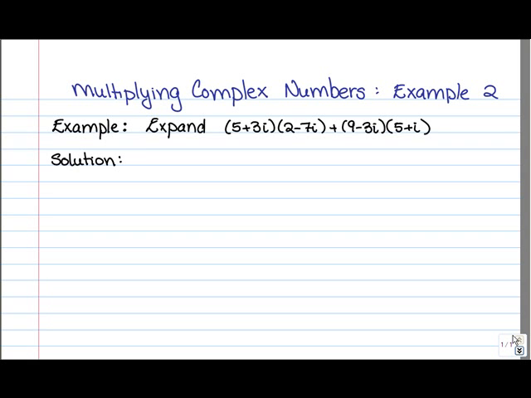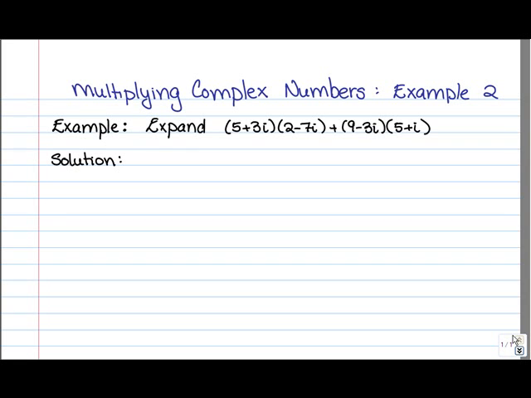In this video, we're going to have a look at multiplying complex numbers. So go ahead and try this particular example on your own before we take it up together. What you're being asked to do is multiply 5 plus 3i times 2 minus 7i, and then add what you get when you multiply 9 minus 3i times 5 plus i.